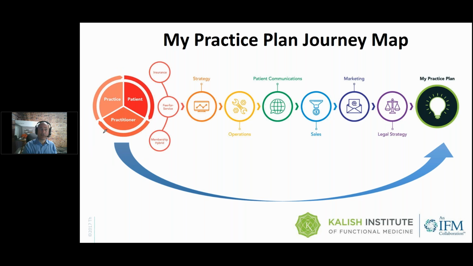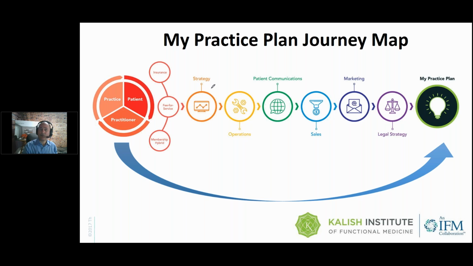And that whole first section of the course is oriented around understanding yourself, what your goals are, the things that you're striving for in your own personal life and in your business life. So once you get a sense of where you want to go, then we start to think about the 3 variables that may be intertwined for you: insurance-based, fee-for-service, or a membership model. And we have information on all those 3 practice systems, practice models.